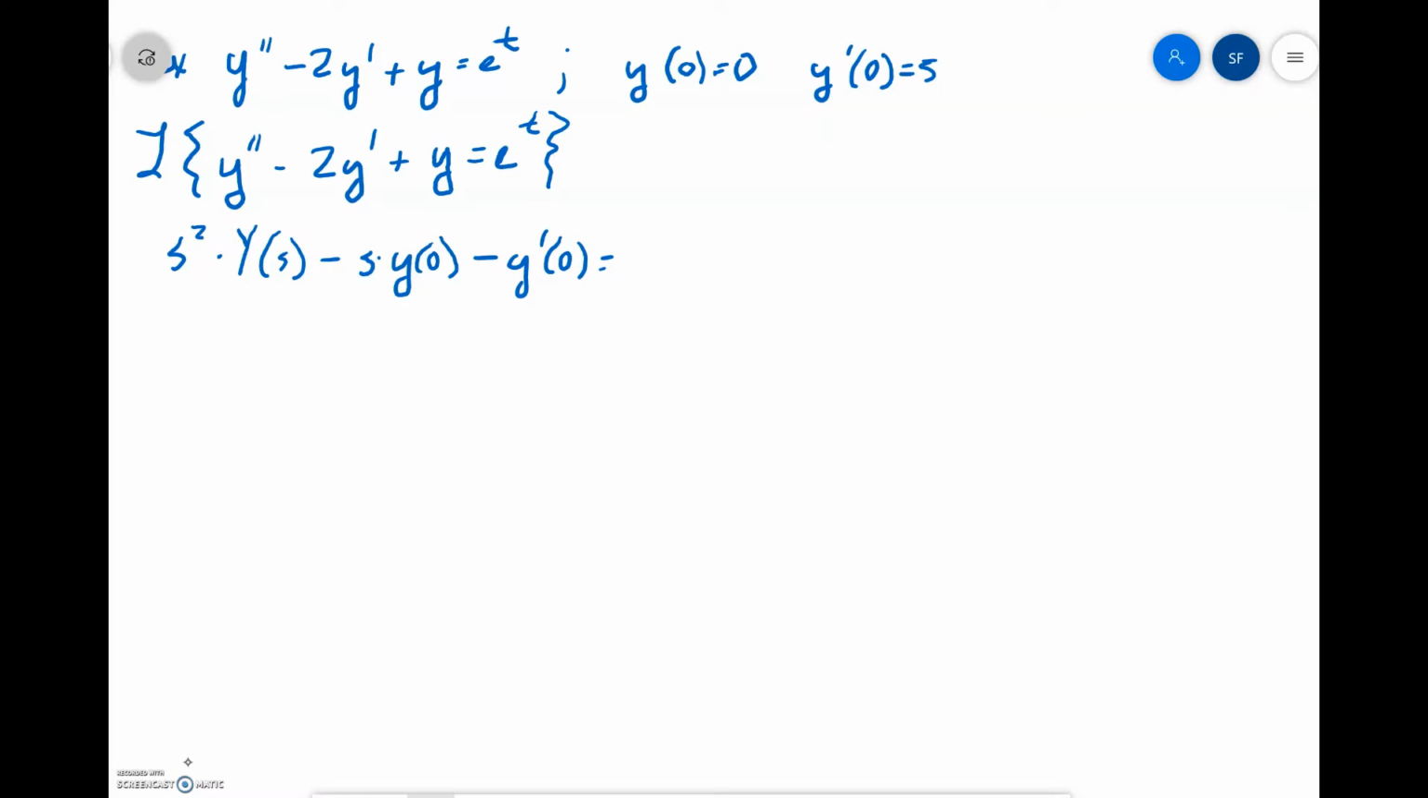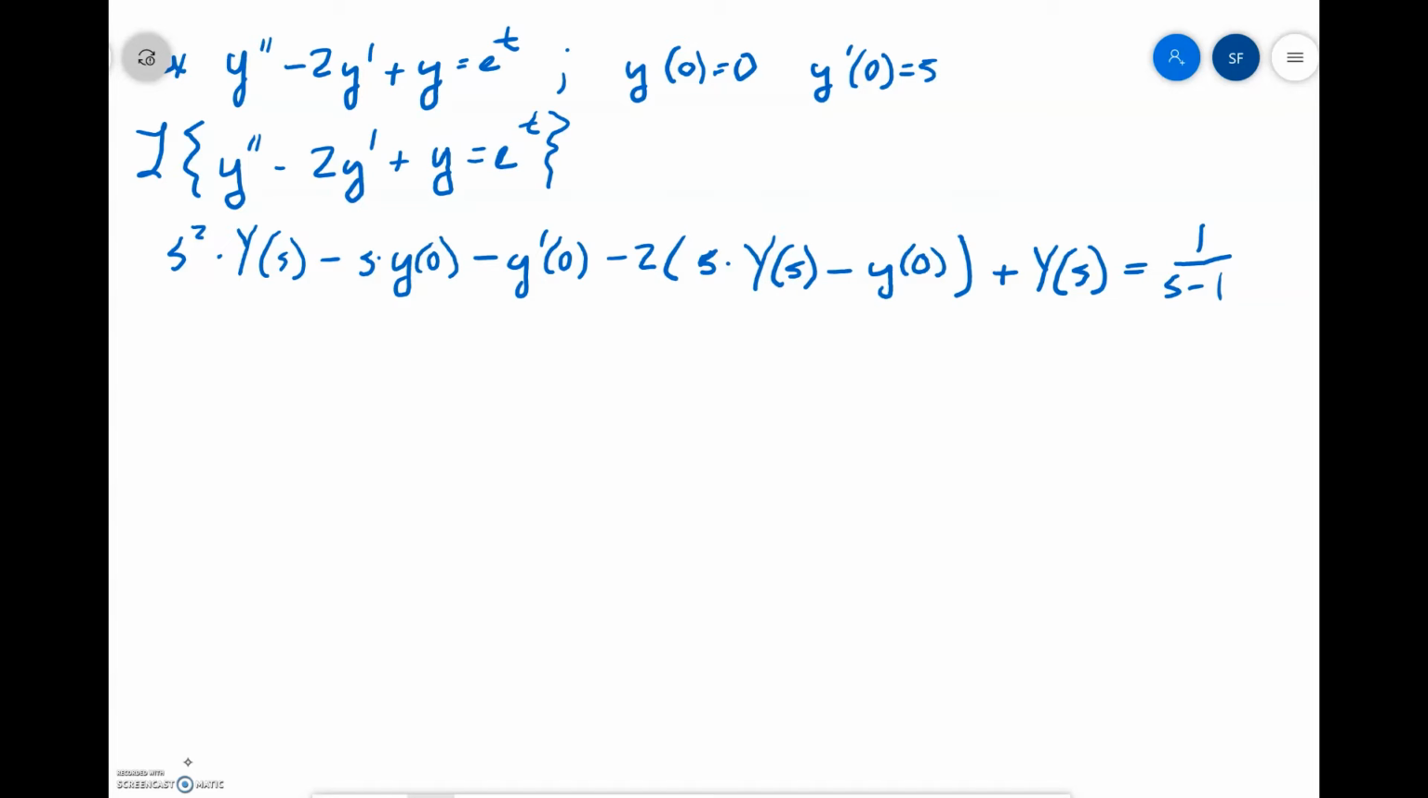Okay, so then my second term, 2 times the Laplace transform of the derivative, is s times Y of s minus my initial condition. And then my original one is just going to be Y of s. And when I look at my chart, e to the t is going to be 1 over s minus 1.